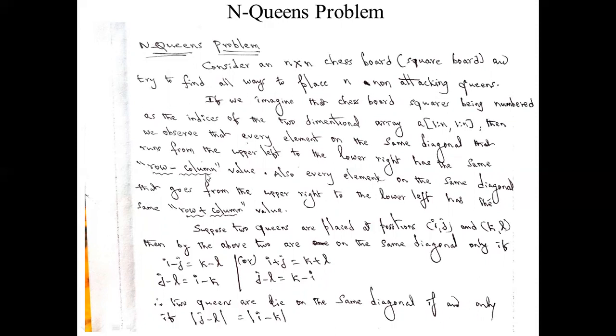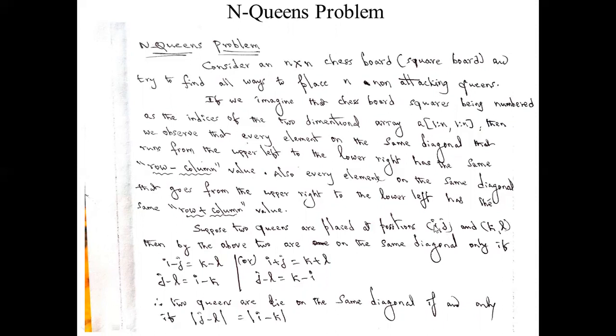First one is row minus column number. Second one is row plus column number. So calculate row minus column value of first queen and second queen. If both are same, we say that both are there in same diagonal. Or if we calculate row plus column number of both the queens, if both are same, then we say that both are there in same diagonal. So like that, I took one example here.